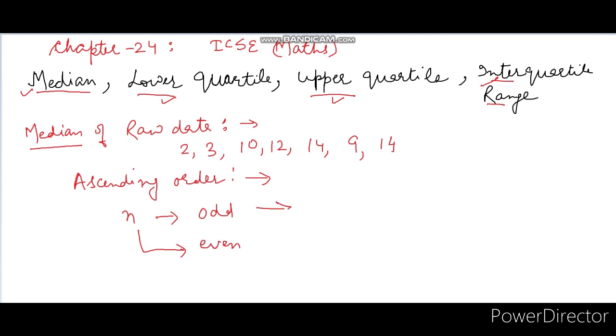If the number of observations is odd, first of all we need to see what the median is. Median is simply the middlemost value of the data. Once the ascending order has been arranged, we simply pick the middlemost value. It means the same number of terms before that number and the same number of terms after that.